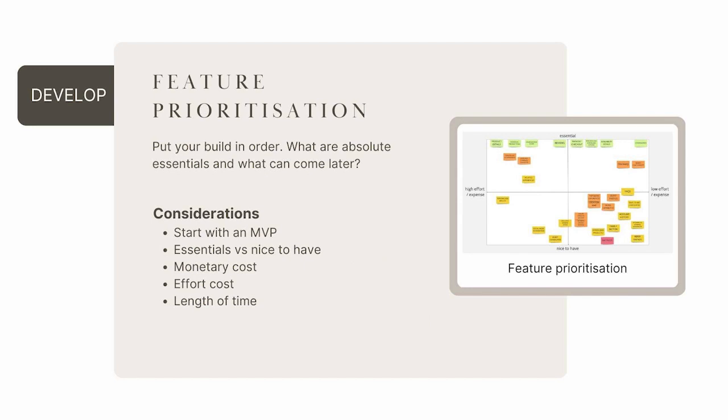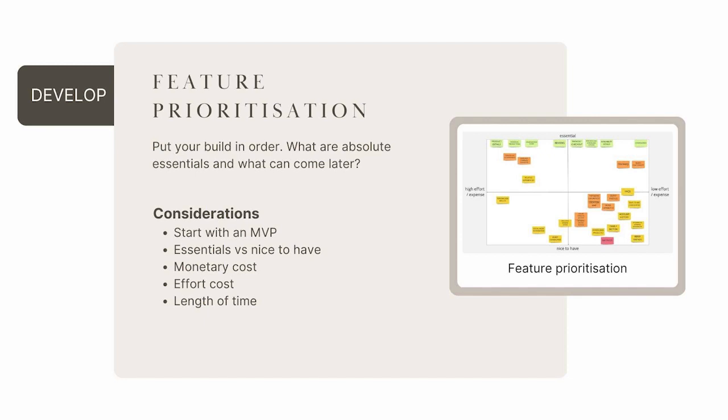Feature prioritization. This is the biggest part of the business coming into how you're going to approach the build. So basically, you want to create a matrix of where do we start, what can come later. So you always start with an MVP, a minimum viable product, and then you can build from that later.